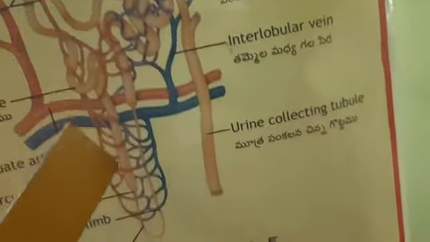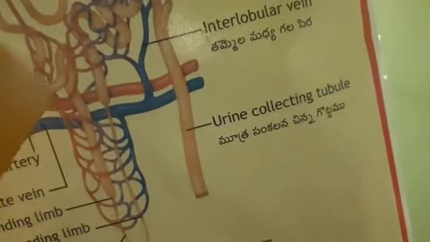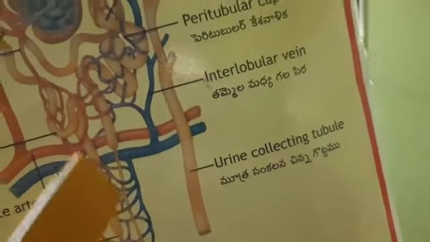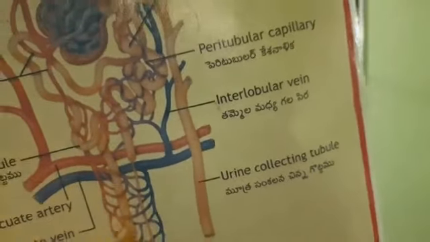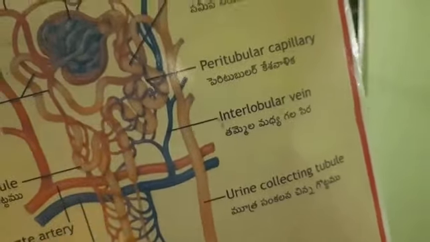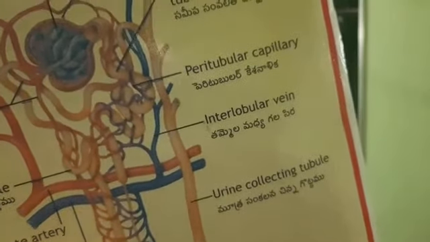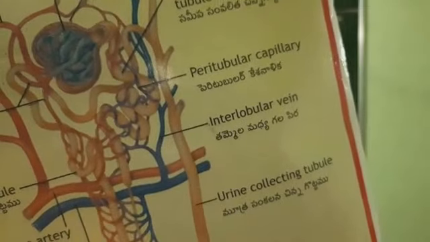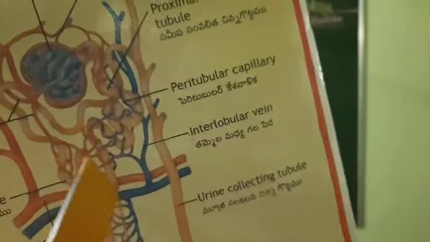Then it goes down to form this U-shaped bend. Can you see? So this U-shaped bend is called the loop of Henle or Henle's loop. This Henle's loop we can also divide into parts. Okay, the one which is going down is called the descending limb. The one which is coming up this side is called the ascending limb. Ascending limb and descending limb.